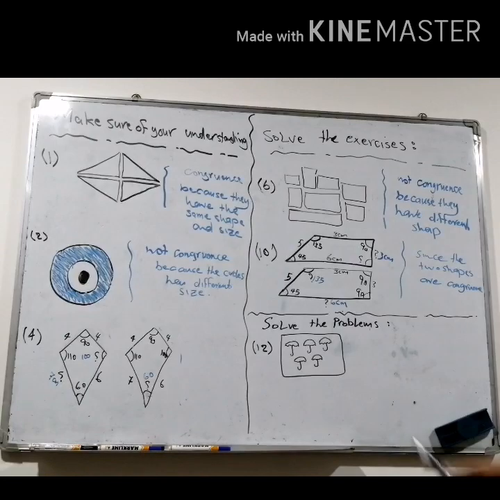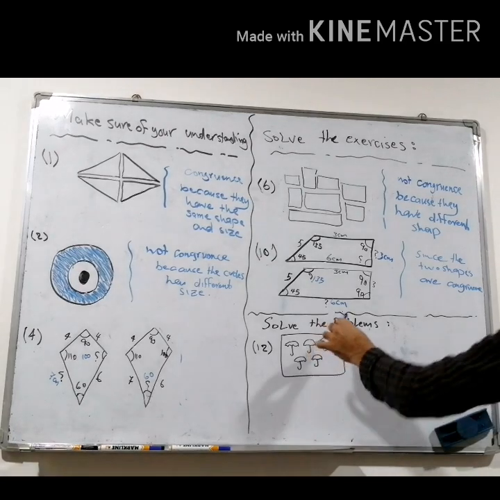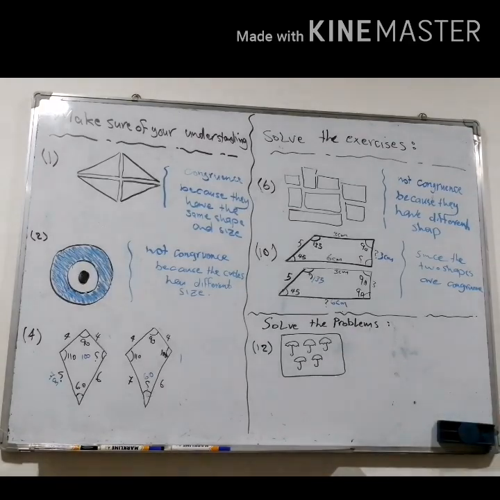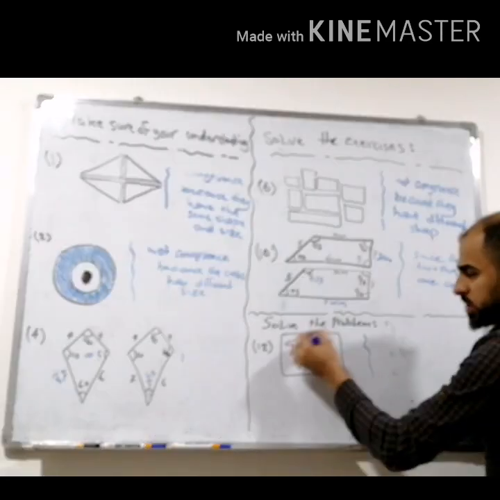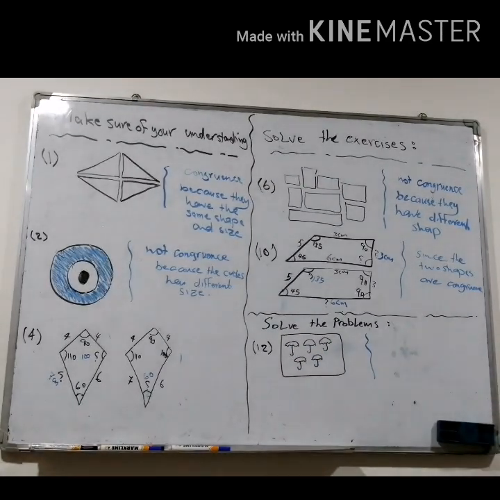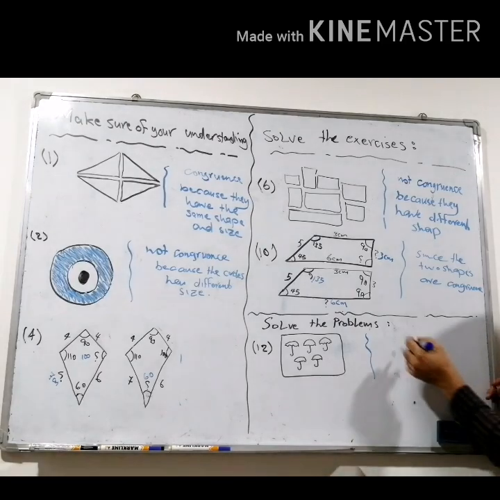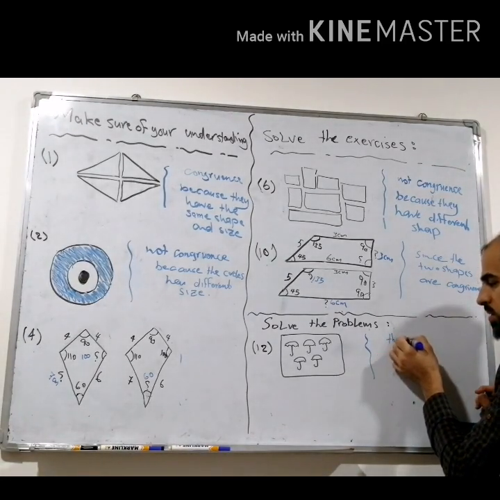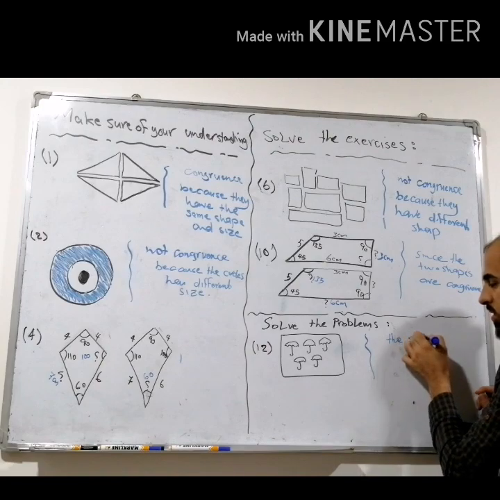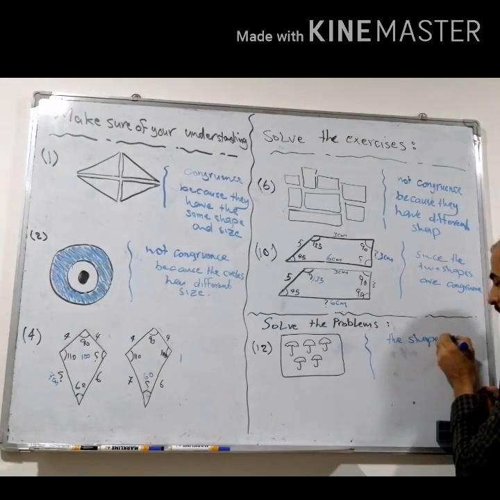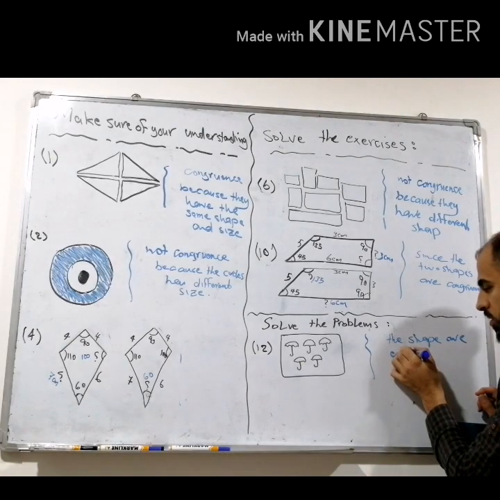Now we're going to solve the problems. Question number 12. Distinguish the following congruent shapes. In this picture we have umbrellas, and they all have the same size and the same shape. So are these umbrellas congruent or not? They are, or the shapes in the picture are congruent.